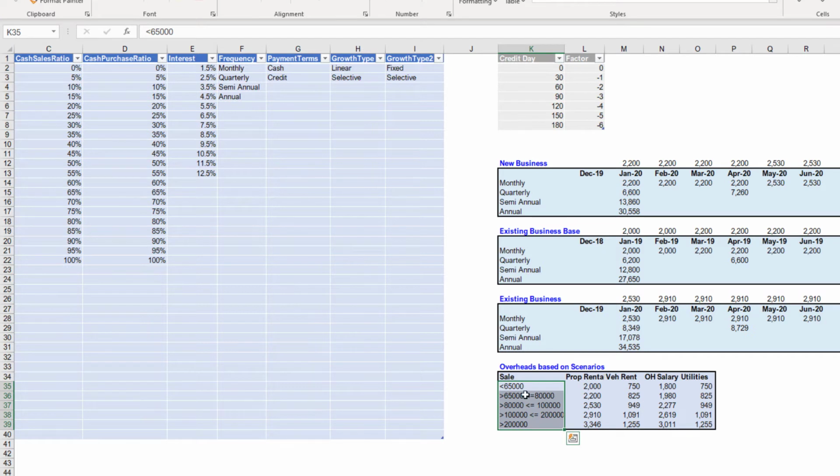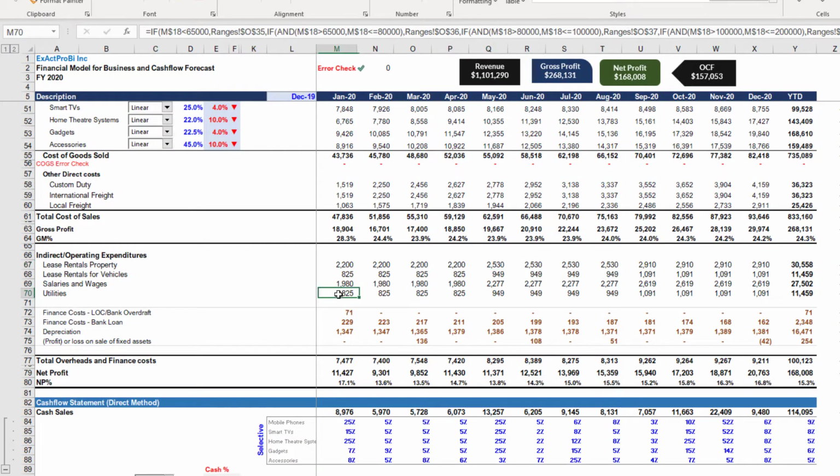Now, as I mentioned, if your business is some other nature, you can model it accordingly. So this cost may be fixed for you. It may not go up. So you can just keep 2000 everywhere. You can keep 750 everywhere. You can make a break here. It's up to you. It's fully dynamic. You can customize it the way you want. So that's how this particular cost is coming up, indirect operating expenditure.